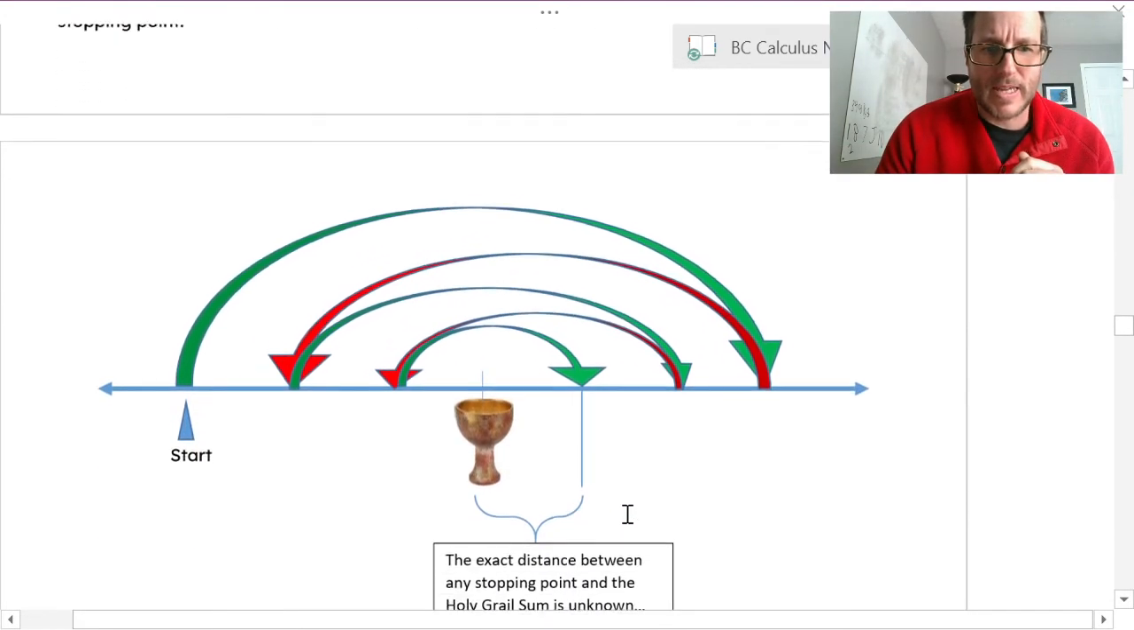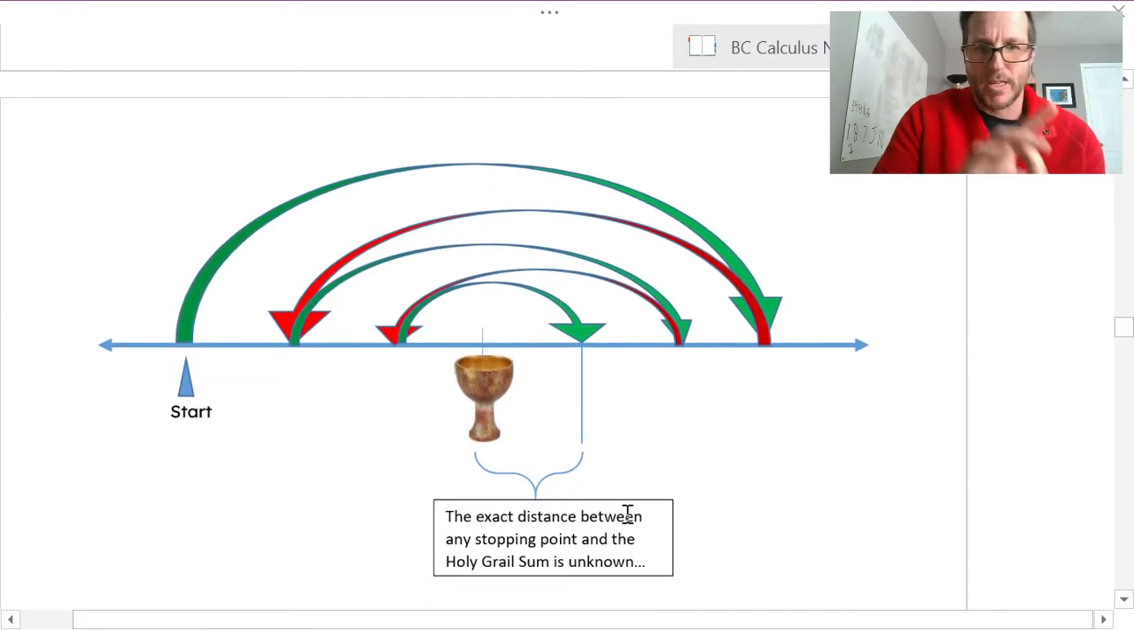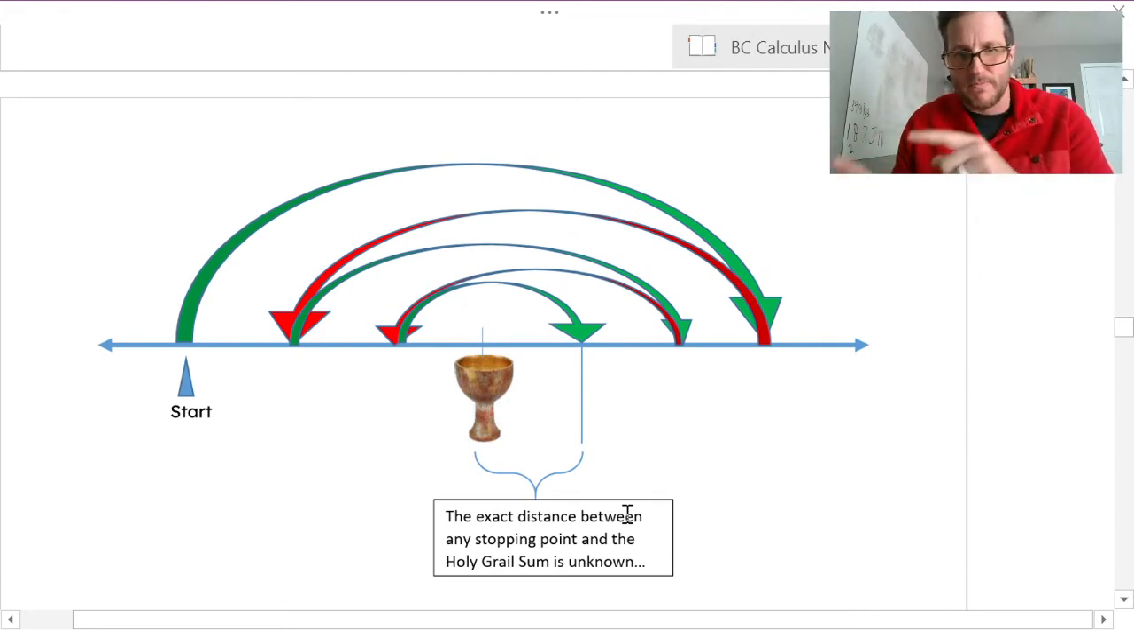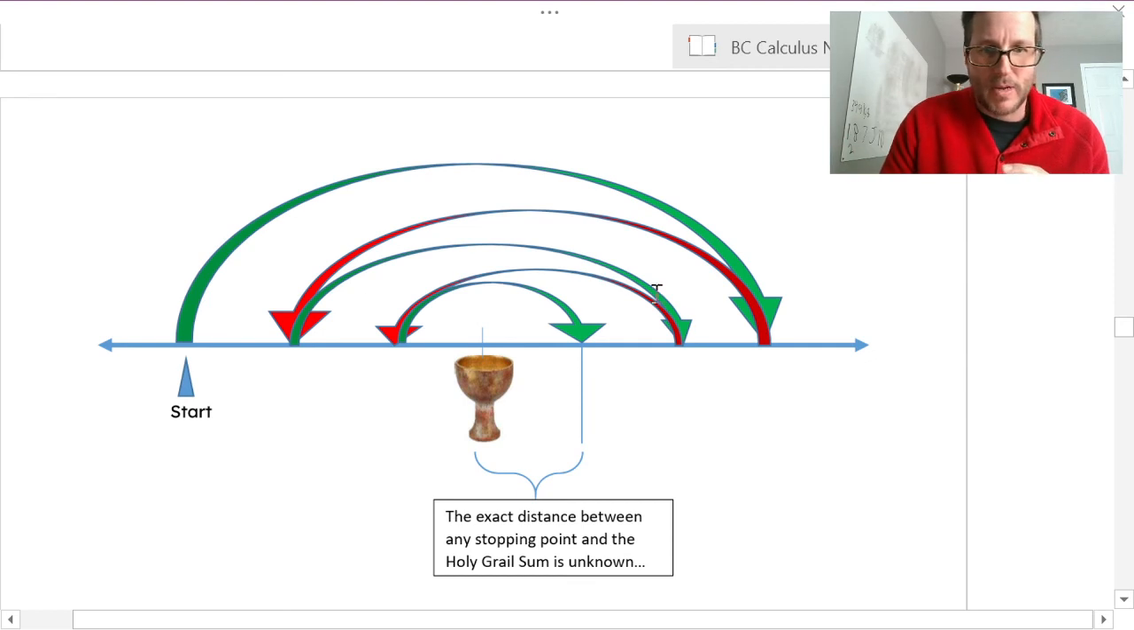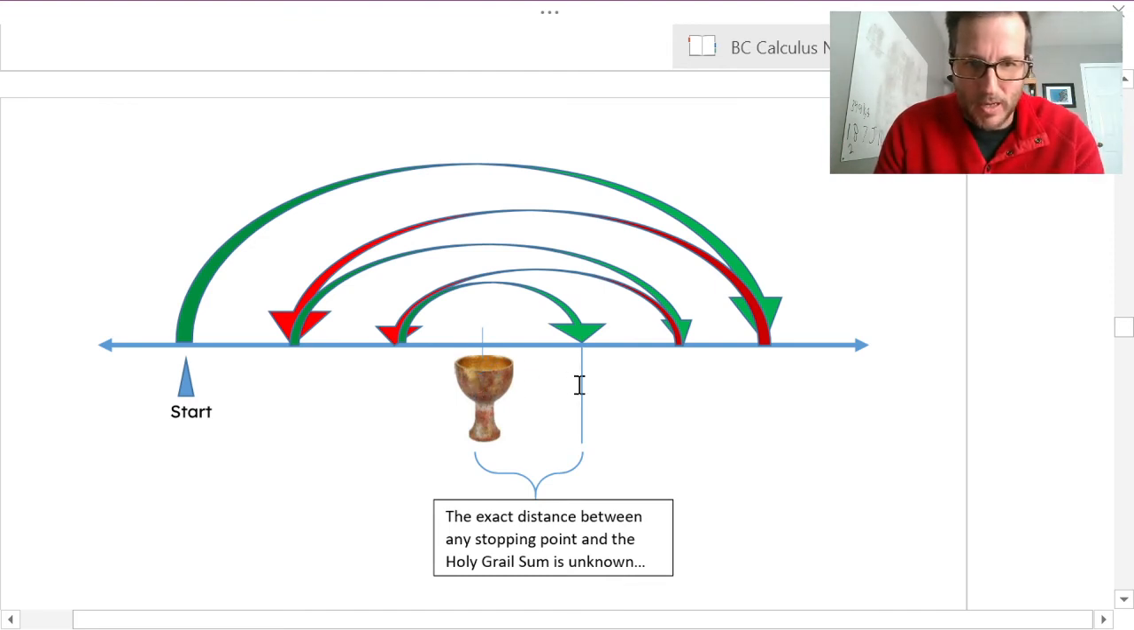So if I keep jumping, right? Green is adding, red is subtract, forward, backward. So I add, I subtract, I add, and I keep jumping, and I stop right here. Okay, if I stop right there, the distance between the Holy Grail, the real deal sum, and this approximation, that is the exact error. That is right there, that's the exact error. And I don't know that because I don't know the actual sum. Remember that.